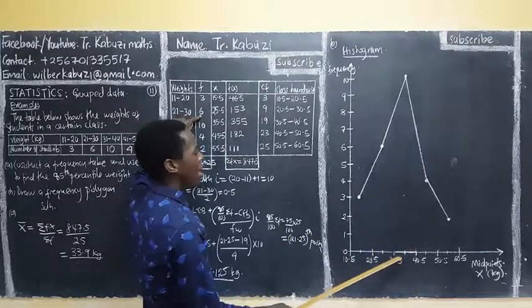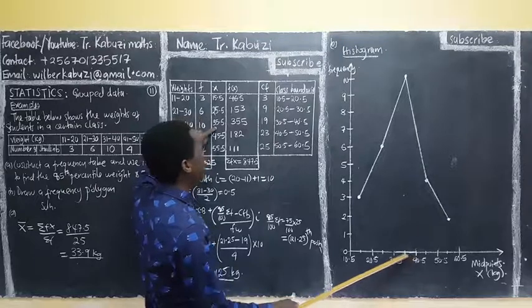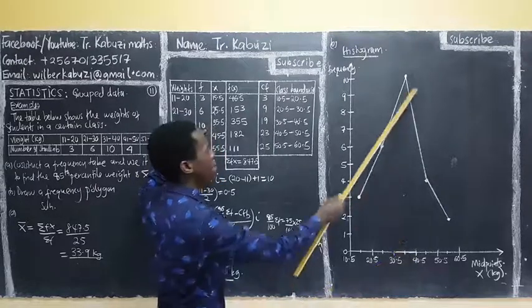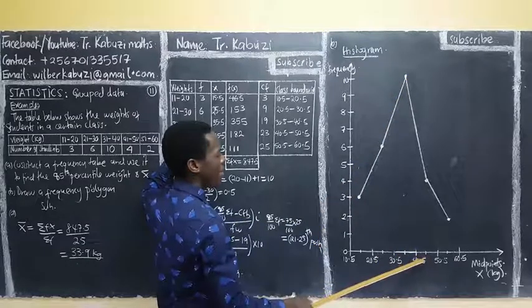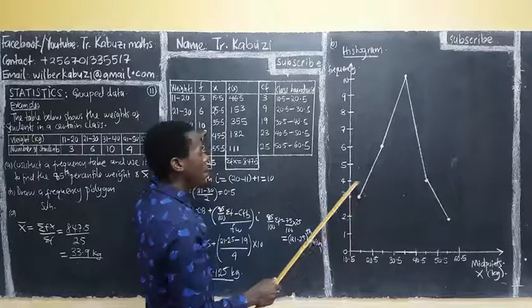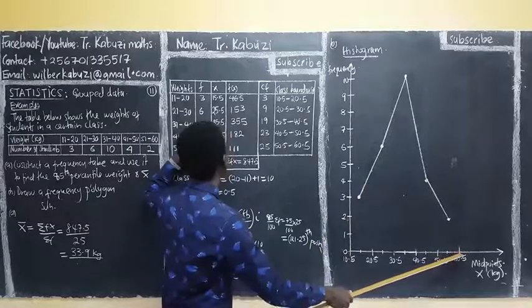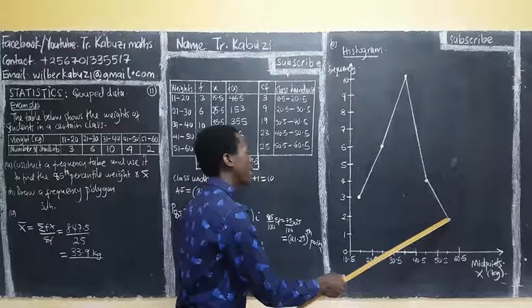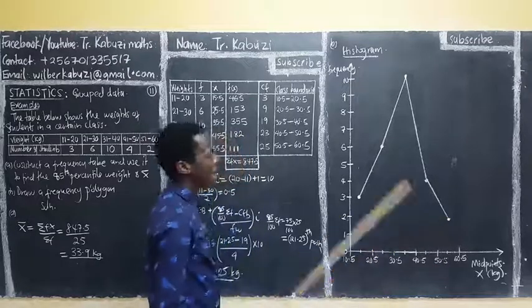The same here. This plus this then by 2, you get 35.5. Its frequency is 10. That's why it's there. Then this plus this then by 2. Then the frequency is 4. Then this plus this, then by 2 you will get 55.5. Its frequency is 2. And that's how.